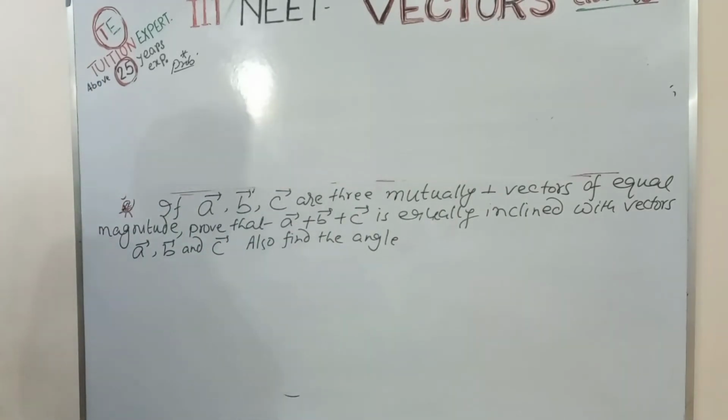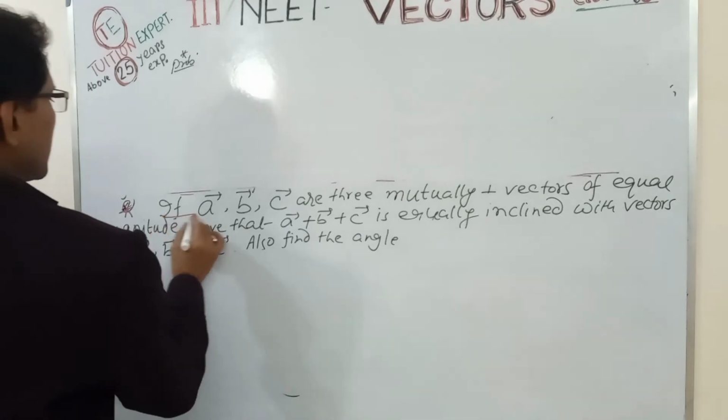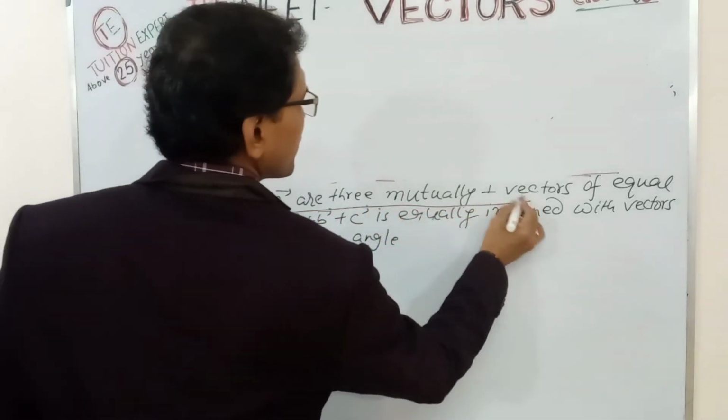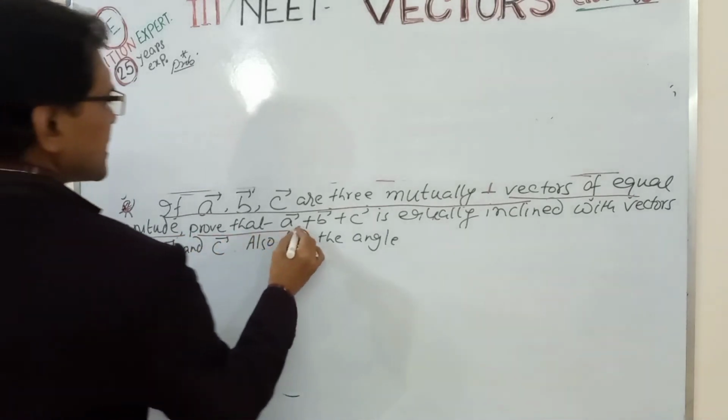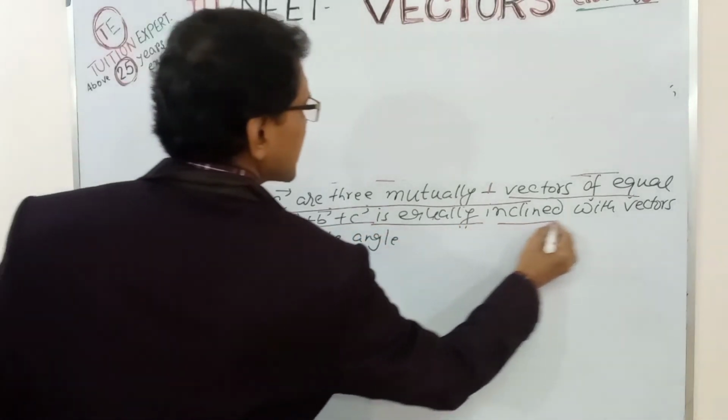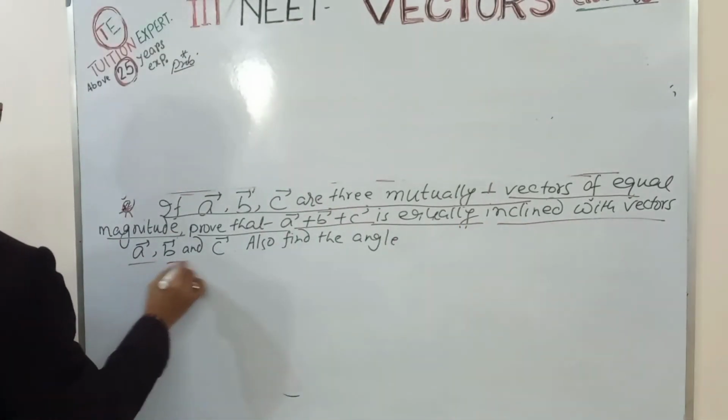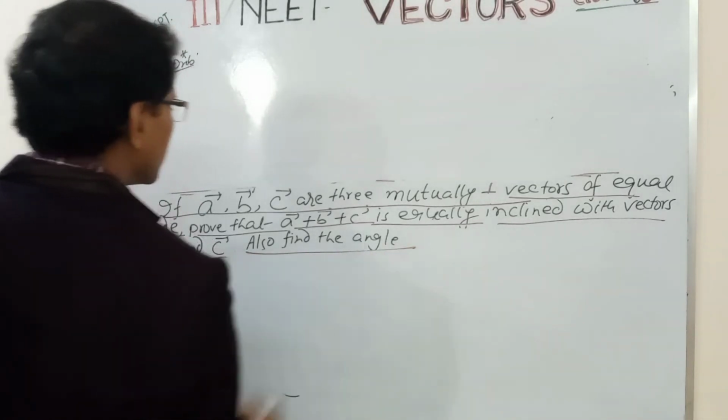Problem: if A, B, C are three mutual perpendicular vectors of equal magnitude, prove that A plus B plus C is equally inclined with vectors A, B, and C. Also find the angle.